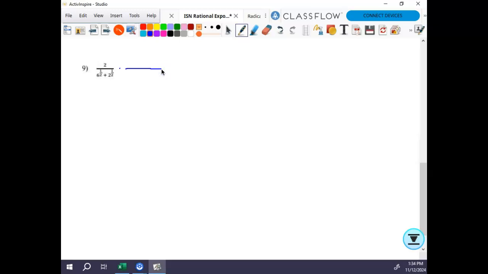So the conjugate of that would be 6 to the 1/2 power minus 2 to the 1/2 power. And I'm going to multiply numerator and denominator by the same thing. Anything with 2 terms, I'm going to put parentheses around. In the numerator, although I could distribute, I'm not going to just yet. I'm going to leave that as 2 times 6 to the 1/2 minus 2 to the 1/2.